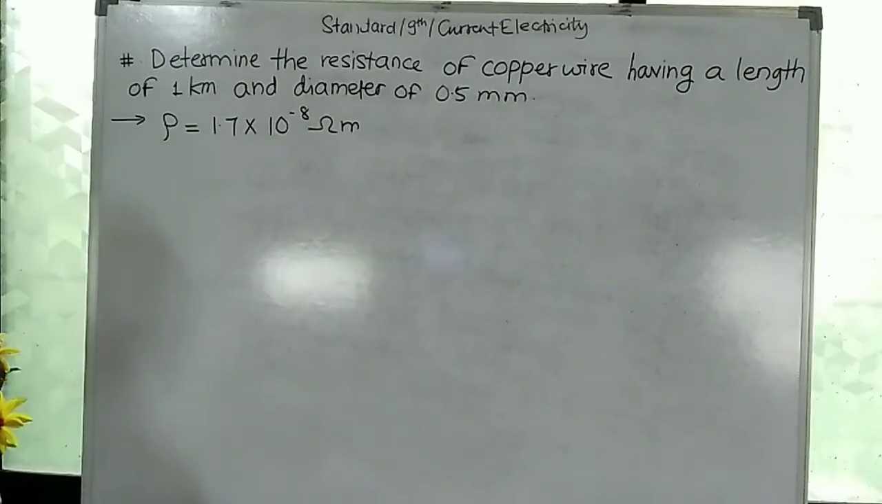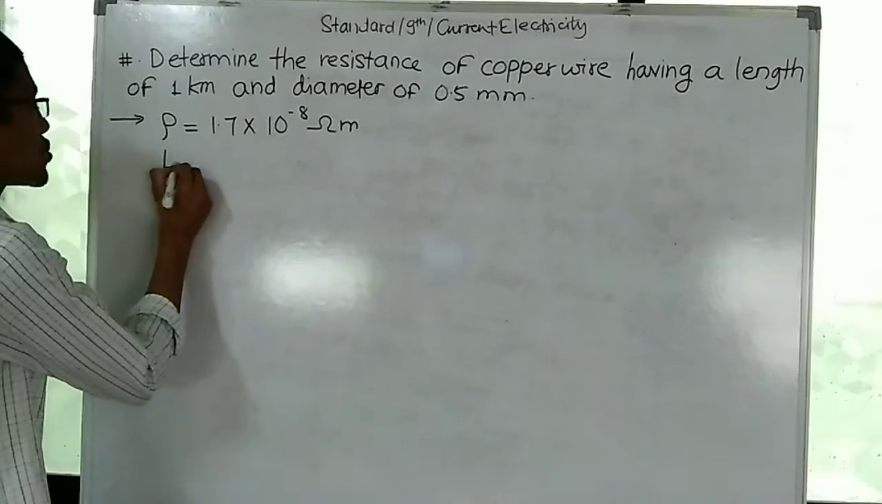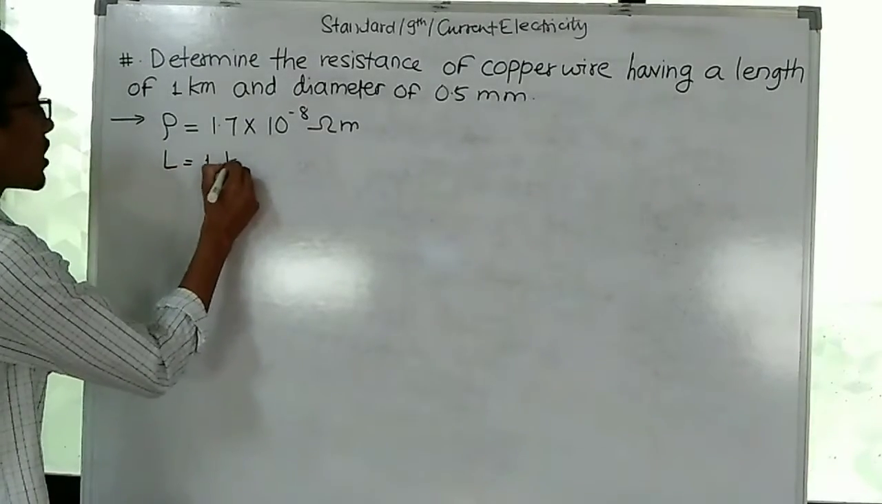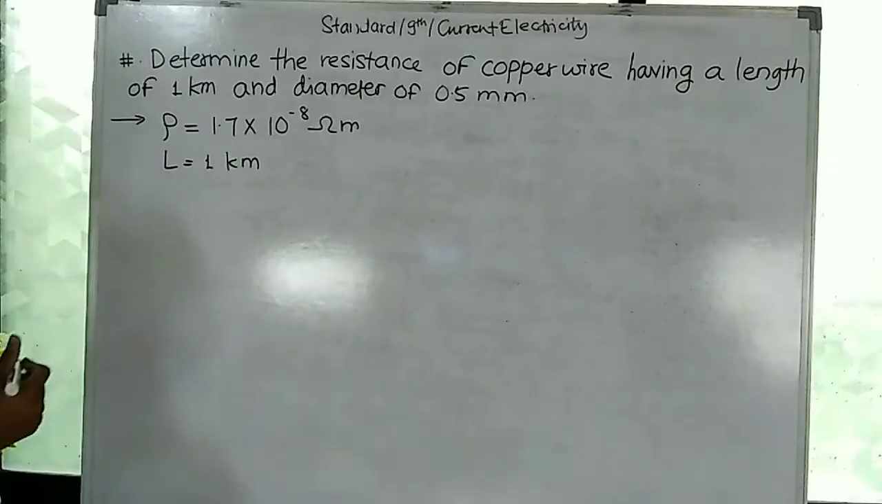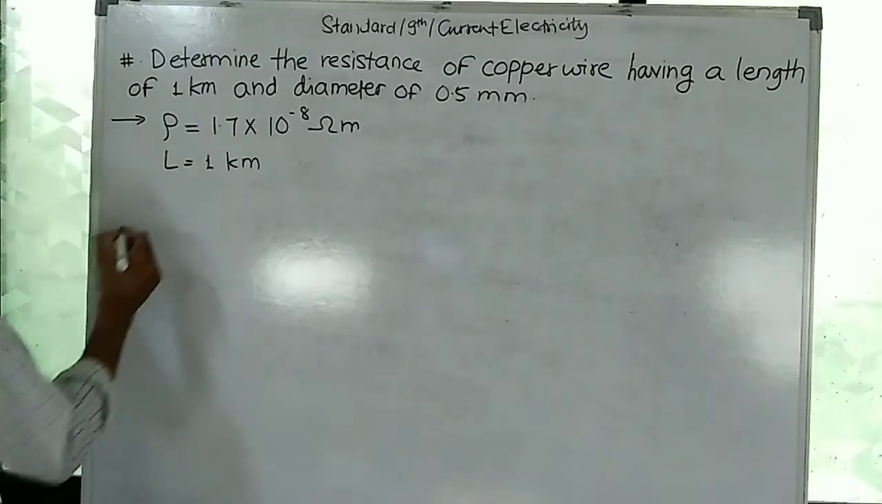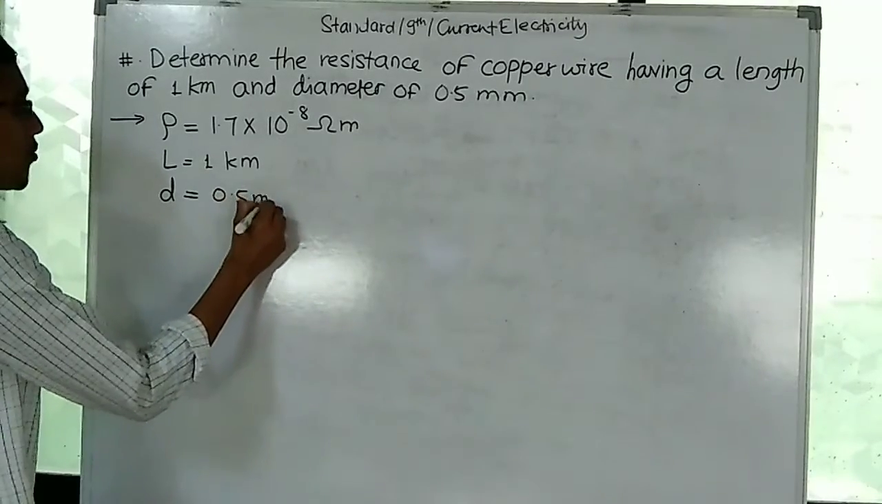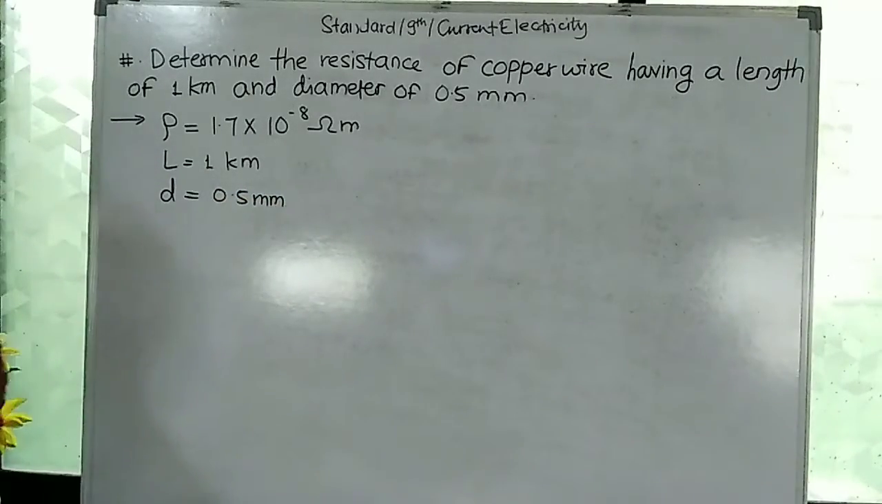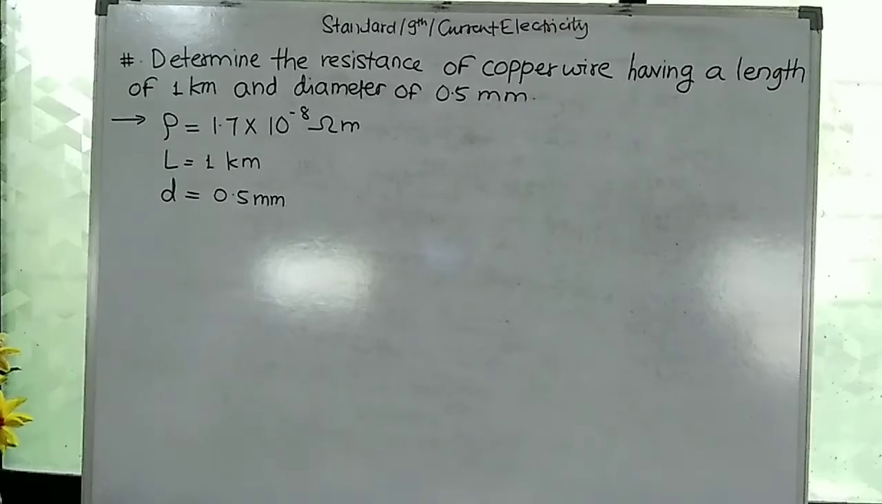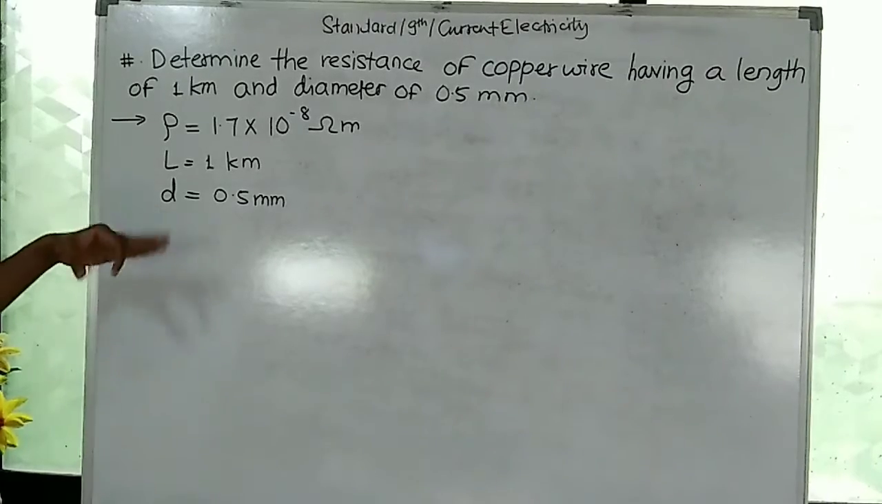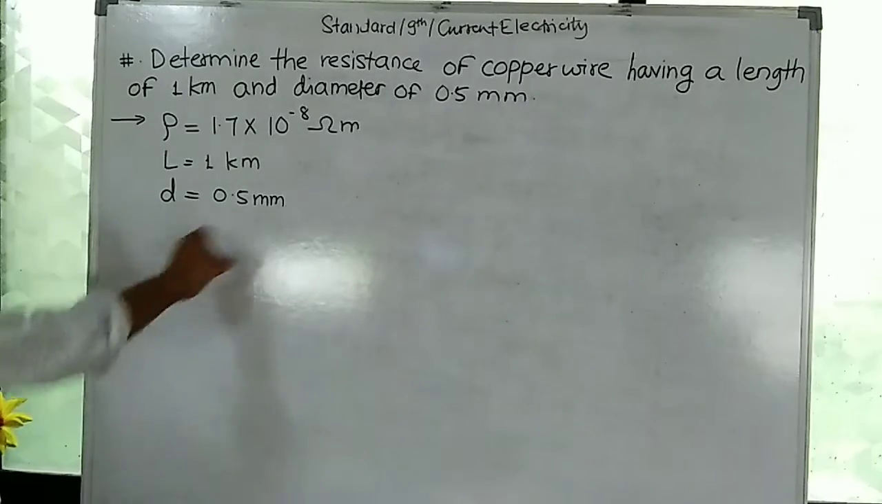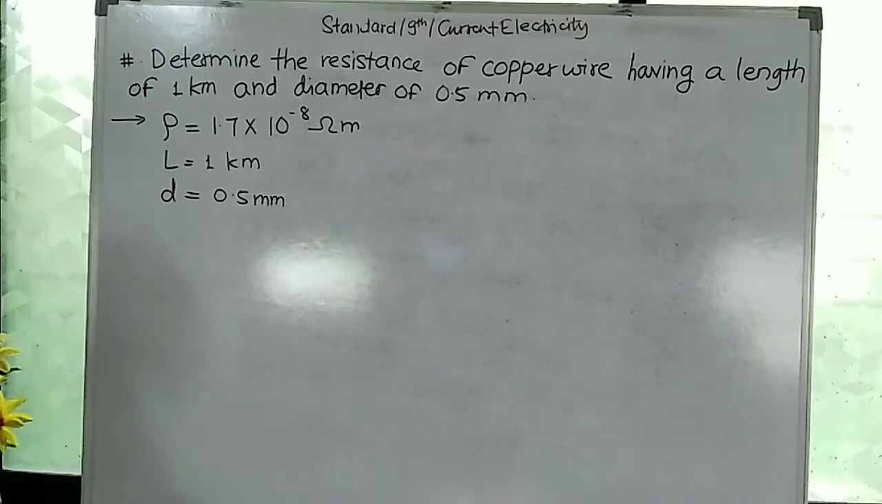Okay, then length is given and length is 1 kilometer. And the diameter is given, 0.5 millimeter. Now first we will convert the kilometer into meter, and then the diameter, which is given in millimeter, we will convert it also into meter.